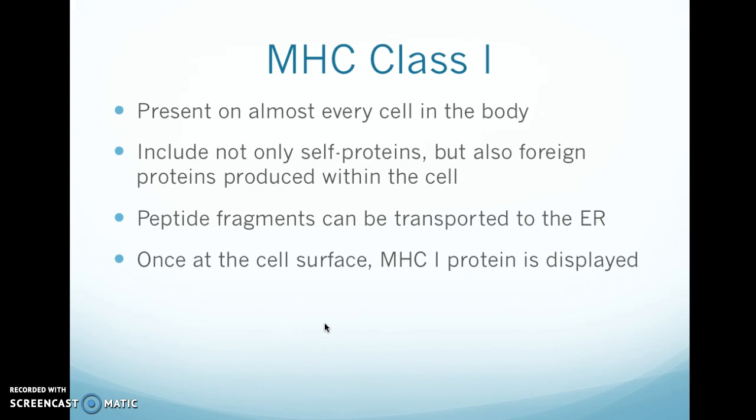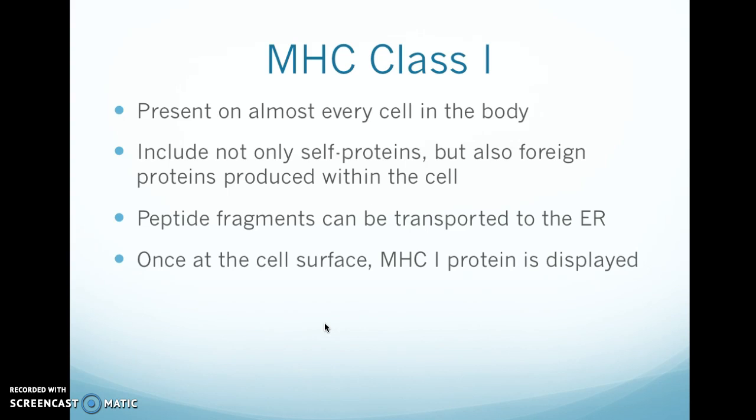When the proteins become degraded, the peptide fragments can be transported to the endoplasmic reticulum, known as the ER, where they can bind to MHC class 1 proteins before being transported by the Golgi apparatus to the cell surface. So they must bind to MHC class 1 proteins before they can be transported. And once they get to the cell surface, the membrane-bound MHC1 proteins display the antigen for recognition by special immune cells known as cytotoxic T cell lymphocytes.